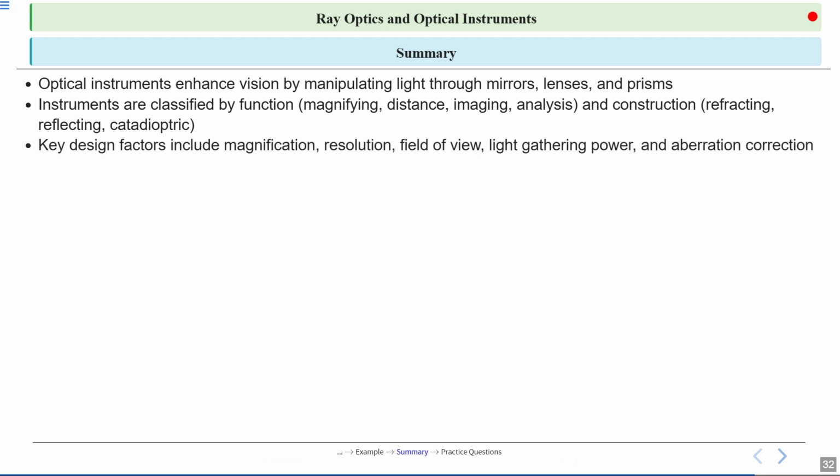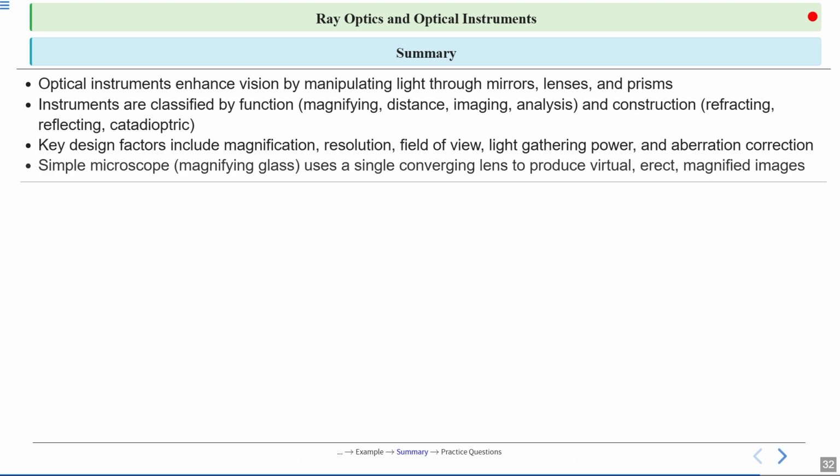Now let's discuss the key design factors of optical instruments. These include magnification, which determines how much larger an object appears; resolution, which affects the clarity of the image; field of view, which is the extent of the observable area; light gathering power, which influences brightness; and aberration correction, which ensures image accuracy. Each of these factors plays a crucial role in the effectiveness of an optical instrument.